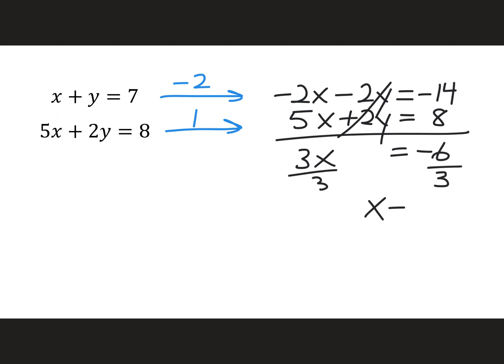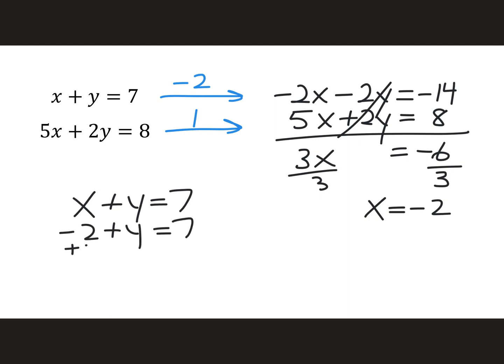And x equals -2. Then finally, I'm going to put it back into one of the two equations. It looks like this one is the easiest one. So I'll have -2 plus y equals 7. Add 2. y equals 9.